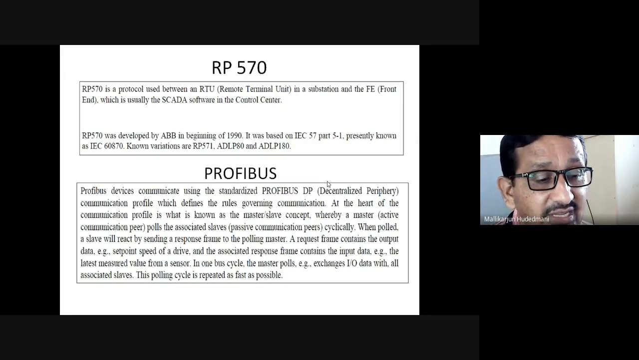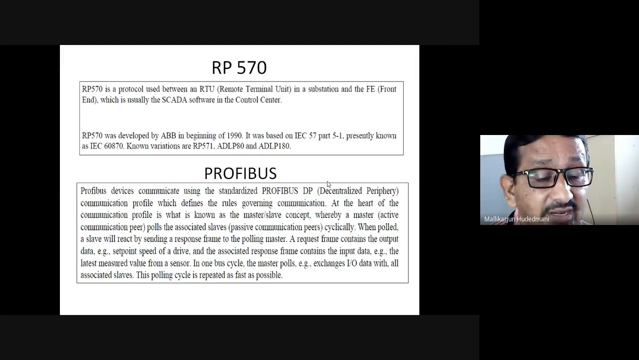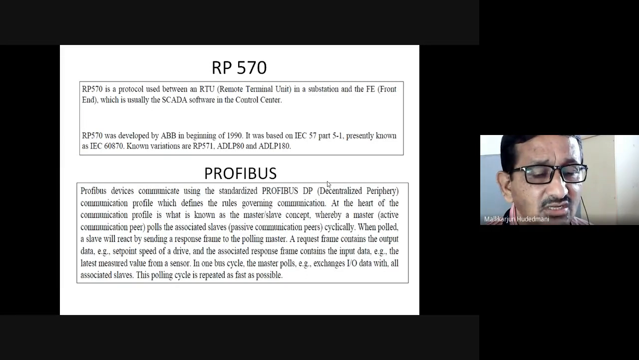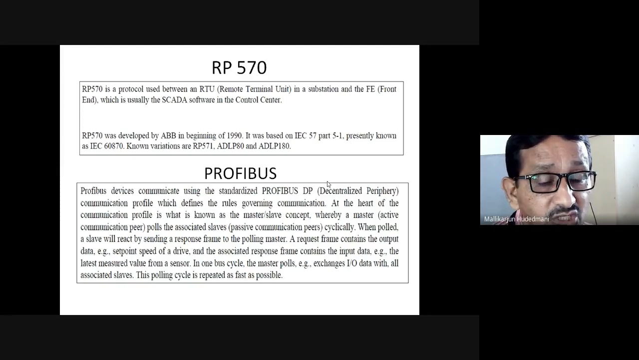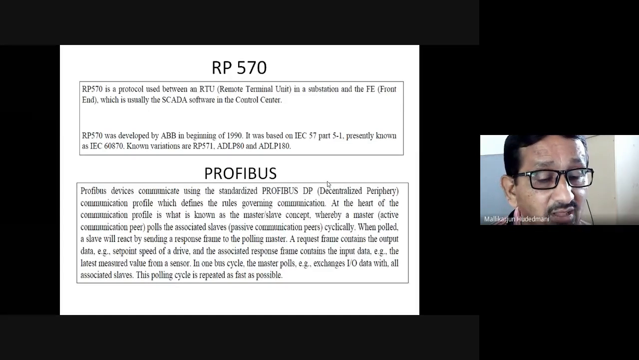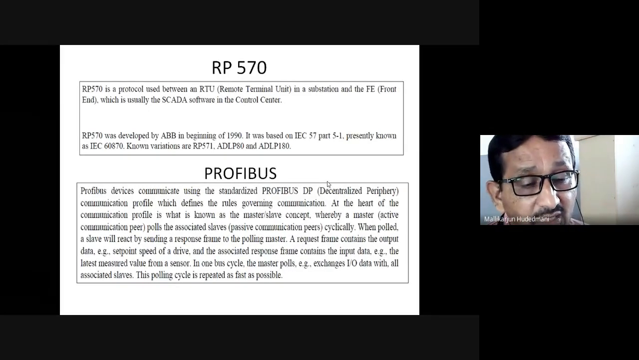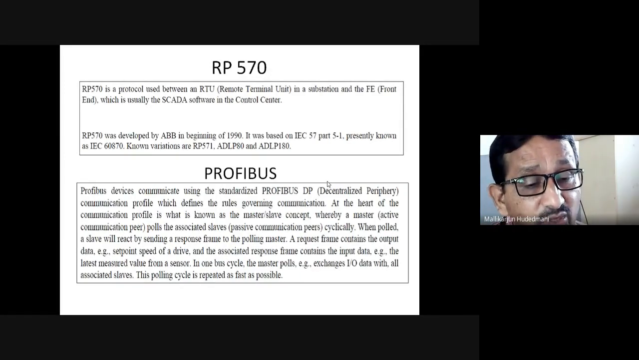Similarly, RP570 is another protocol used between the RTU, remote terminal unit, in a substation and the front end. Just see, RP570 is a protocol. It is a language in which device-to-device data transfer takes place in a substation only. I am coming to a particular substation. There are so many components connected in the substation. When substation automation is brought into reality, each device with a control panel, a measuring equipment and a display has to exchange data so that the measured information is displayed and communicated further.